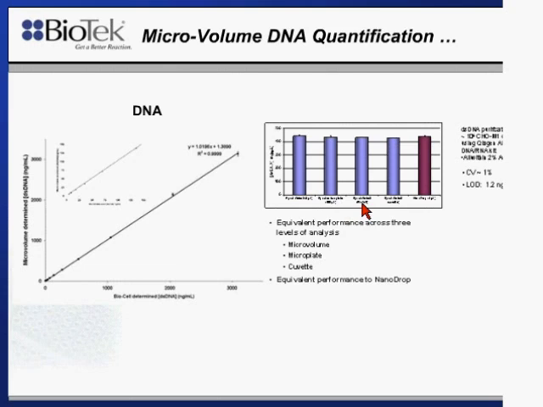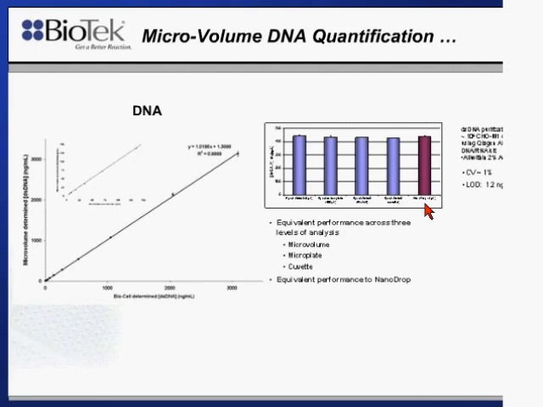And all of these, again, have CVs of about 1%, and all are within 2% accuracy compared to the 1 centimeter measurements. So the take-home point here is that we have equivalent performance across all 3 levels of analysis, the microplate, microvolume, and cuvette, and all are equivalent to those determinations by the nanodrop as well.